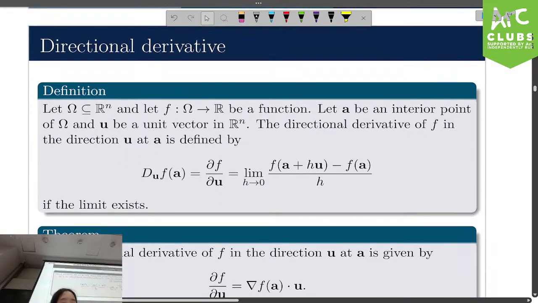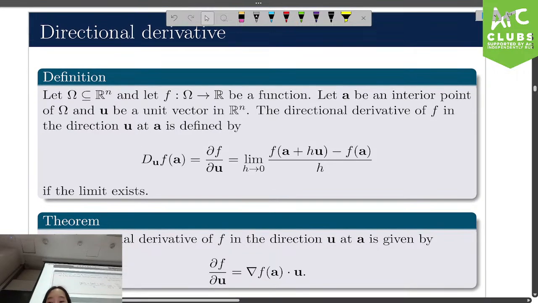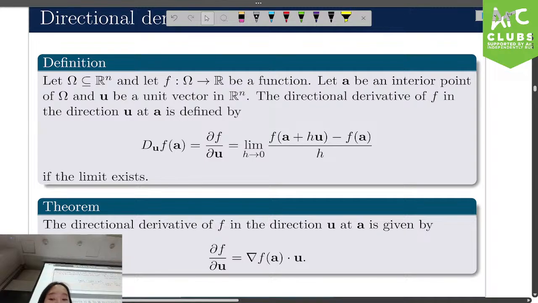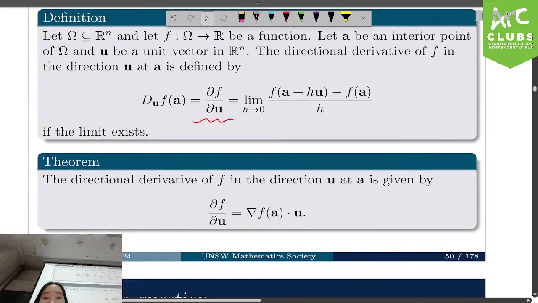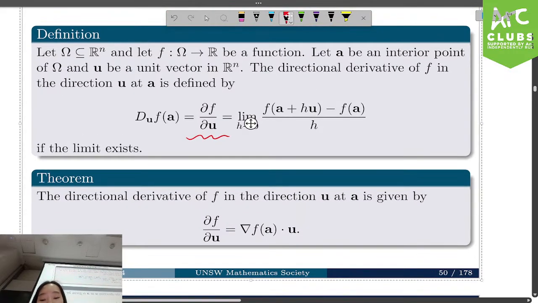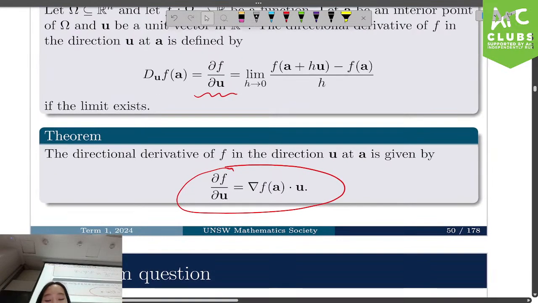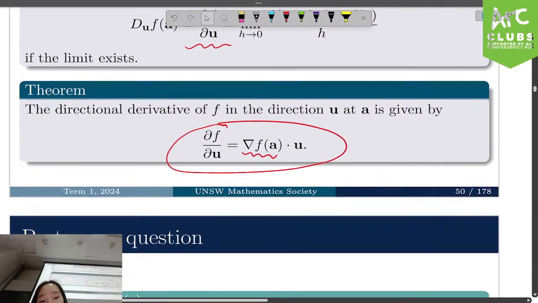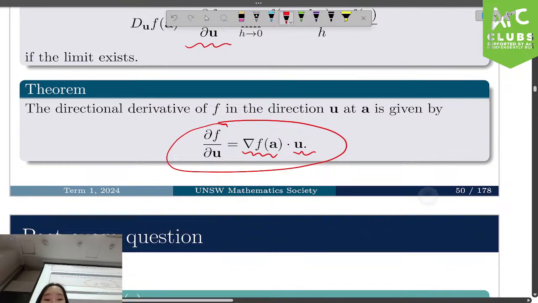Okay, the directional derivative. Let omega and f be functions. Let a be an interior point of omega and u be a unit vector in Rn. So the directional derivative of f in the direction u at a is defined as the following. You don't have to look at all of these on the slides, but what is important is over here: the nabla f, the gradient, times the unit vector u. Okay, this one's important.